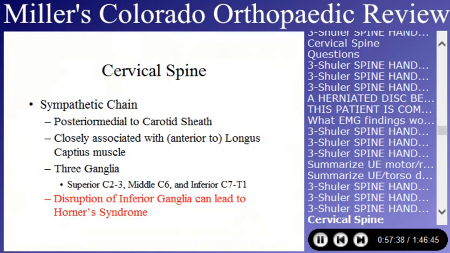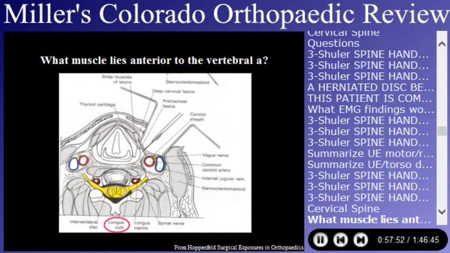3 ganglia comprise that. And don't forget the one that we talked about before in the other lecture on pre- versus postganglionic lesions of the brachial plexus. Disruption of the inferior ganglion can lead to the Horner syndrome. Remember, dry forehead, miosis. What muscle lies anterior to the vertebral artery?